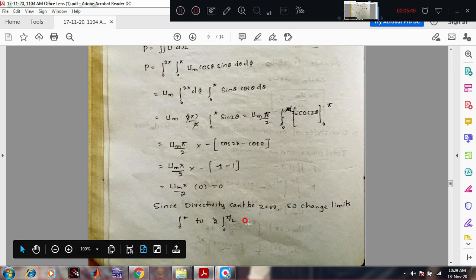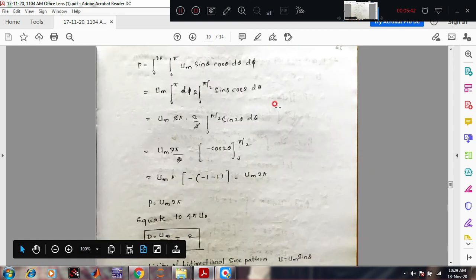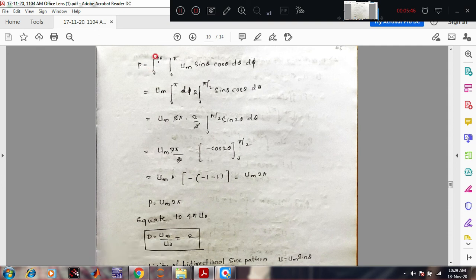The limits change from 0 to pi to 2 times of 0 to pi by 2. So if I change the limit like that, P will become the integral 0 to 2 pi, 0 to pi, Um sin theta cos theta d theta d phi, which is Um integral 0 to 2 pi d phi times 2 times the integral 0 to pi by 2 sin theta cos theta d theta. So Um 2 pi as it is, 2 as it is, and this will become sin 2 theta.